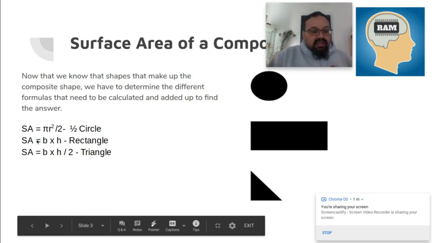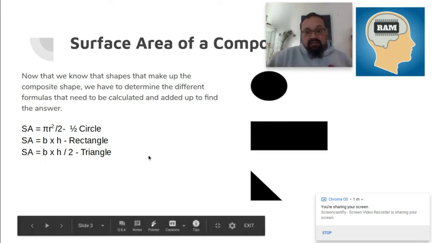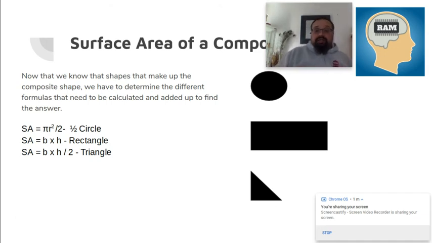So here are our formulas. Surface area of a circle is pi r squared, but we're doing half of that circle, so we divide it by 2. Surface area of a rectangle is base times height. And the surface area of a triangle is base times height divided by 2. This is found in our formula sheets, the previous videos that we've watched, our textbook, the internet.